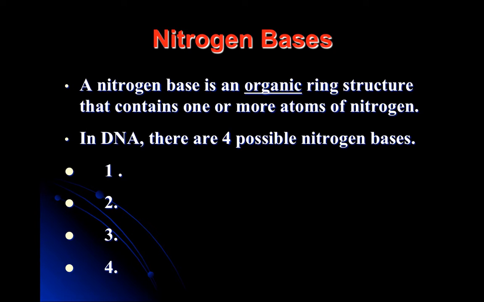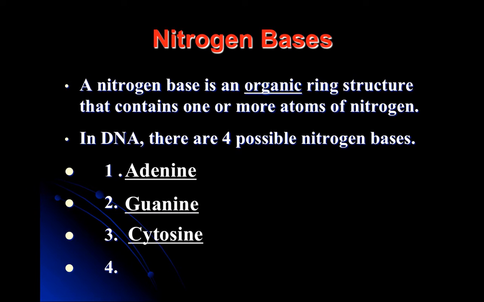Nitrogen bases. A nitrogen base is an organic ring structure that contains one or more atoms of nitrogen. So that's why it's called a nitrogen base. In DNA, there are 4 possible nitrogen bases. The first is called adenine, the second guanine, third cytosine, fourth thymine. When looking at nitrogen bases, what makes them easily identifiable is also looking at the suffix at the end. So if you see a word and it ends in INE, it should pop into your head, hey, this is a nitrogen base.